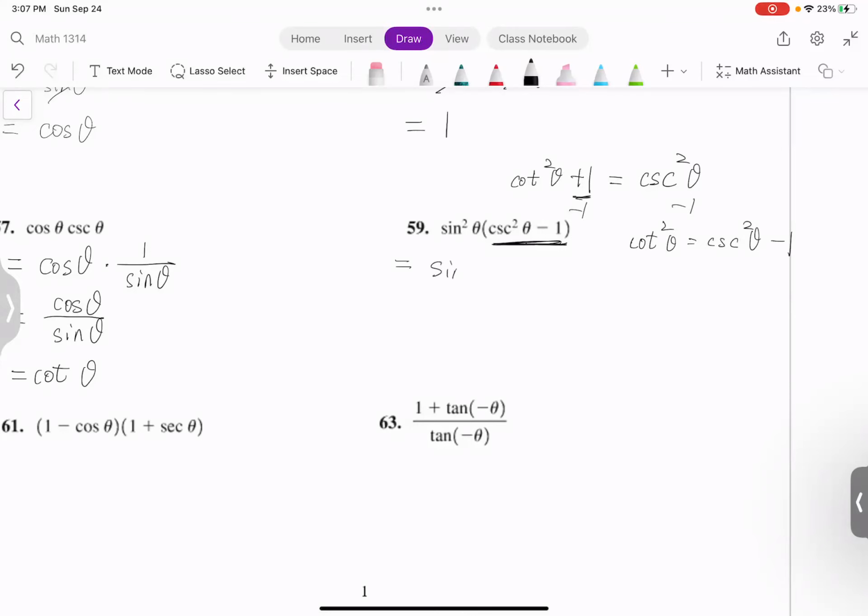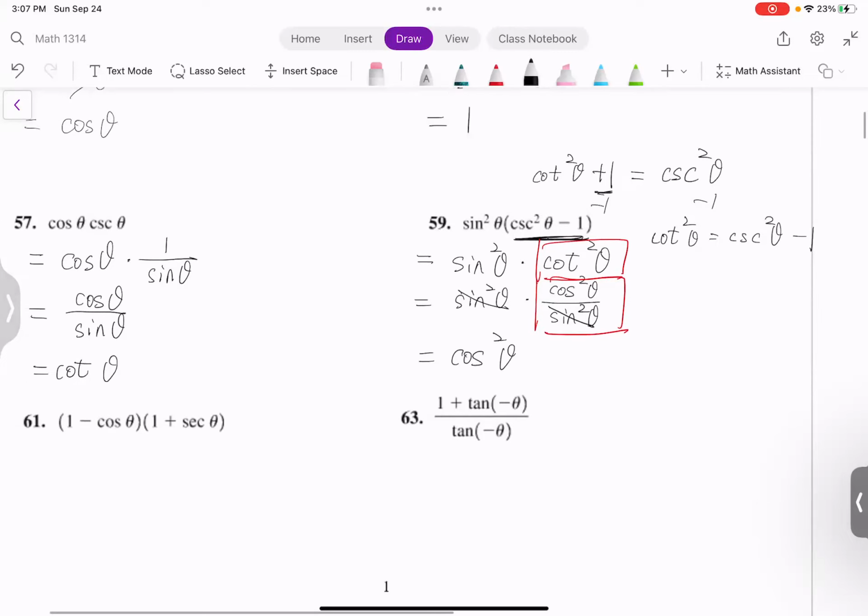I have sine theta squared times cotangent theta squared. Okay, so sine theta squared, I don't need to convert it to sine and cosine, but I know that cotangent theta squared equals cosine theta squared over sine theta squared. So this one and this one, they are the same. I rewrite it. Now I can do the cancellation, top and bottom. The solution is cosine theta squared.